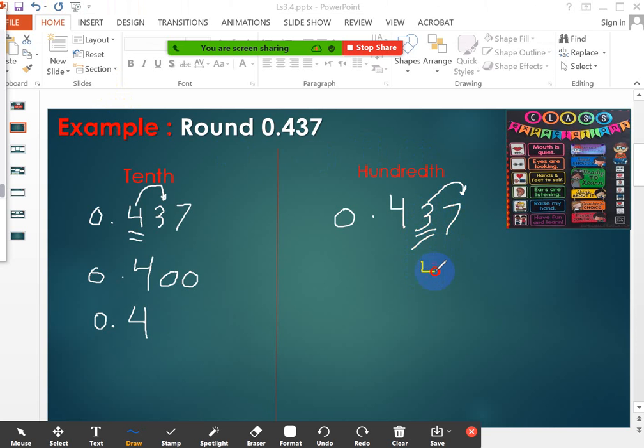So it will be 4, right? And the digits after it will be 0. Okay? What about those digits? There is no change on those digits. So I will keep those digits as they are. So the number will be 0.44000 because the zeros have no value. So the number will be 0.44 if I round it to the nearest hundredth.